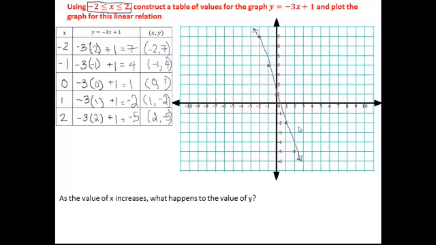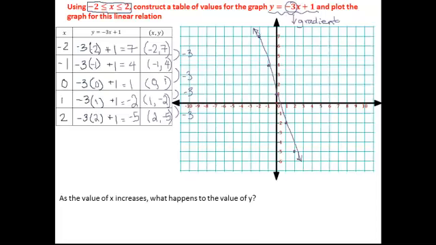Okay, so this time, when we look at what happens to the value of y as x increases by 1, hopefully you can see this time what's happened is you've had to subtract 3. So every time x goes up by 1, y goes down by 3. Okay, and again, you can see that represented in the equation up here. Y is equal to -3x plus 1. Okay, so again, that's the gradient. It tells us the slope of the line. So in this case, the gradient is -3.